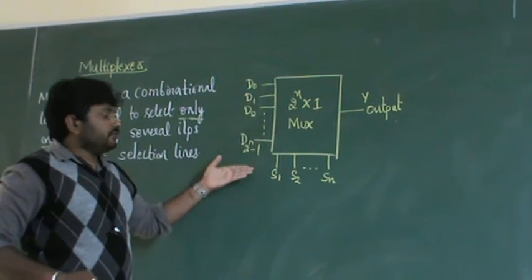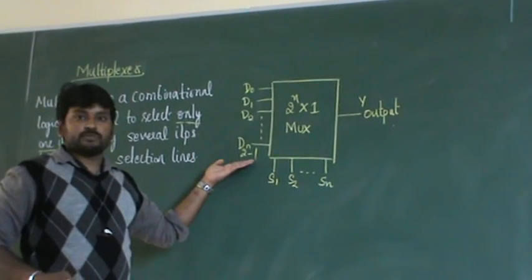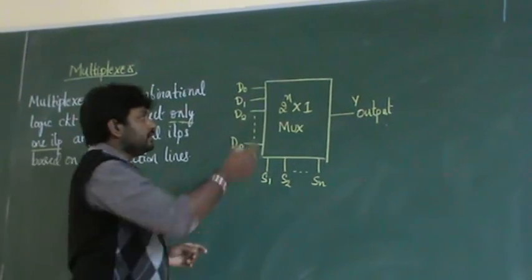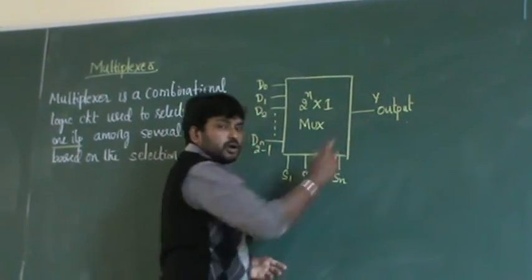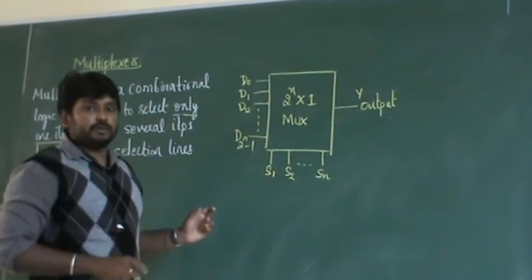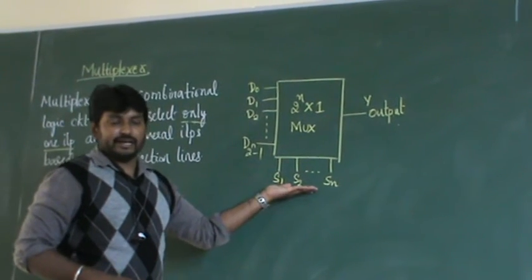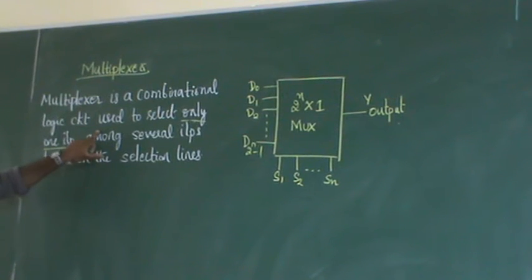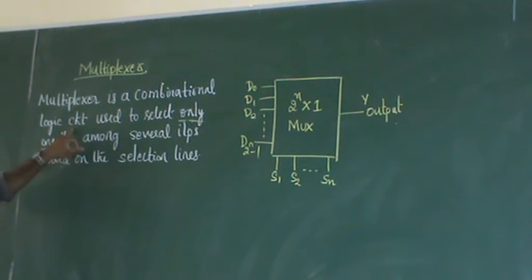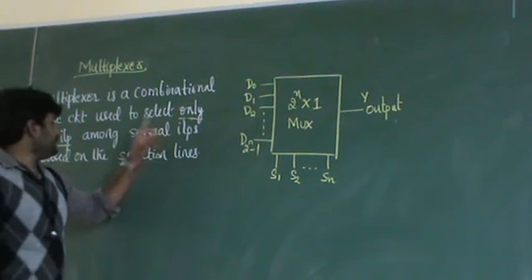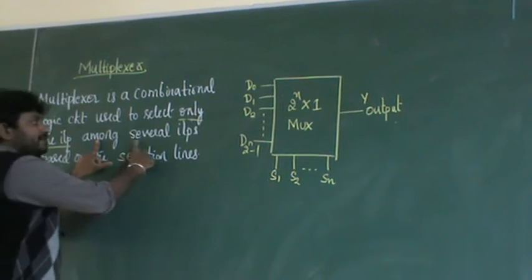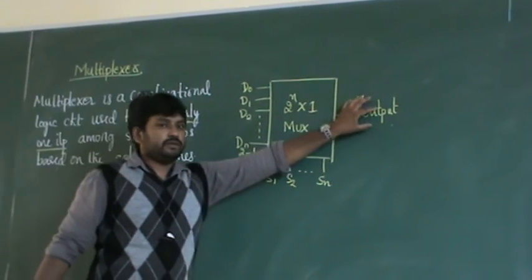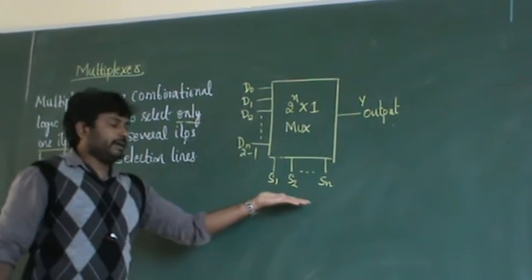For example, here there are 8 inputs, which means it will select only one input, whatever the user wants, and it will provide the output. How will it select a particular input? It will be based on the select line. I will show one example, then you will understand. I hope you have understood the definition of the multiplexer. It is a logic circuit used to select only one input among several inputs. Only one among several, you will get only one output based on the selection line.